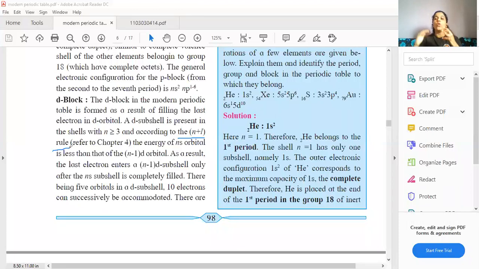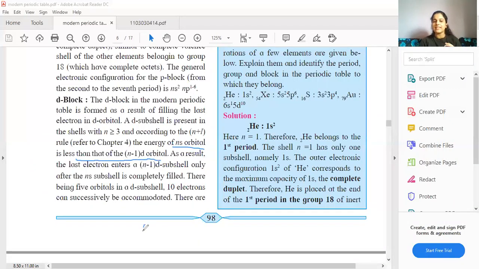So n is the principal quantum number, L is the azimuthal quantum number. You add them. Whoever's sum is low. If you have to decide between two orbitals, you find this n plus L and check which one has the lower value. Obviously, that will be the one with lower energy, and that you have to fill first. If any two orbitals get the same n plus L sum, then you check which of the two has the lower n value. This has already been discussed. The energy of ns orbital is less than that of (n minus 1)d orbital.